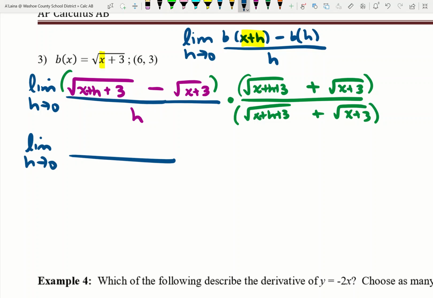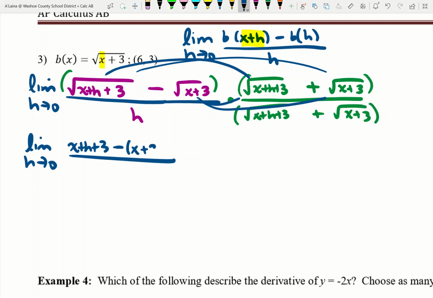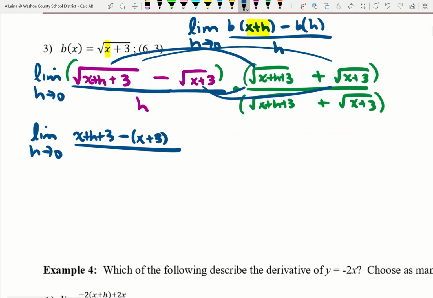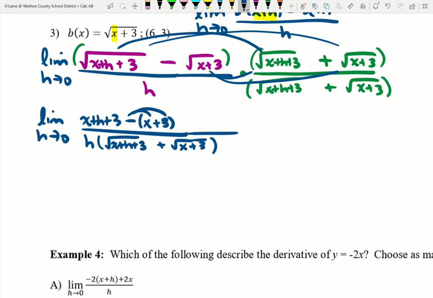All right, so on the numerator, if I FOIL this out, I would end up with x plus h plus 3. Middle terms are going to cancel out, and then I'd have minus the expression x plus 3. I'm going to have to distribute that negative. On the denominator, I'm not going to distribute. That's a good strategy in general when you are rationalizing the numerator. If I simplify my numerator a little bit more by distributing the negative and canceling out terms, I would end up with, on the numerator, simply h.